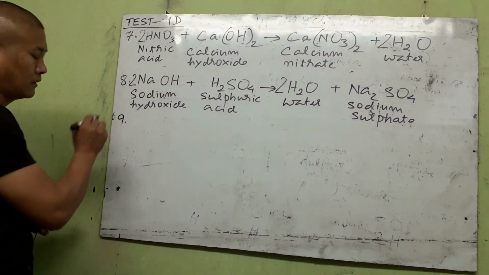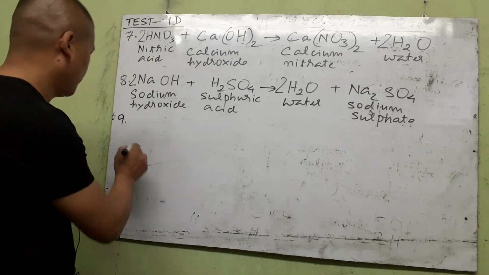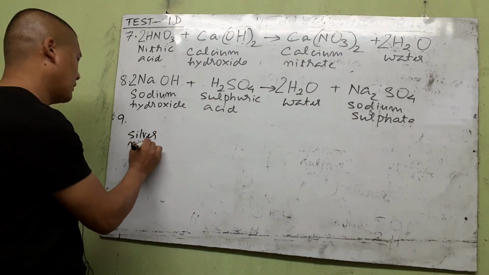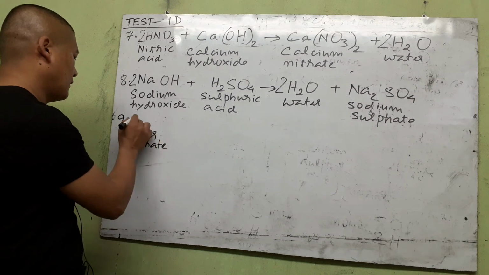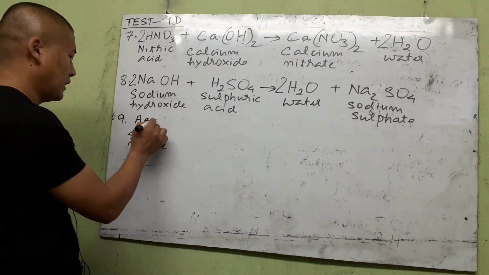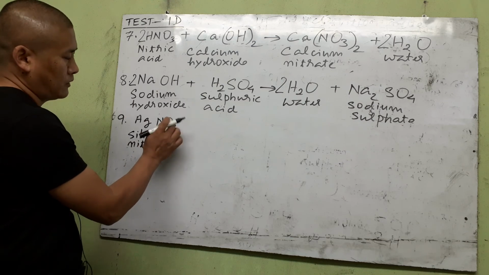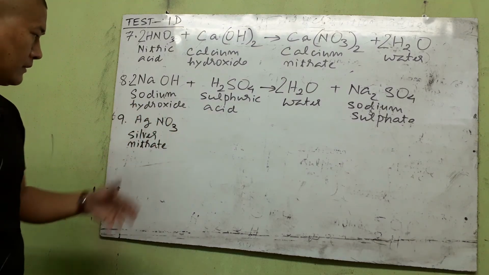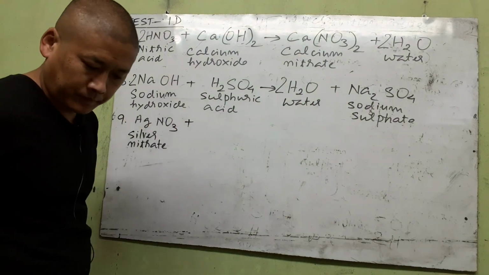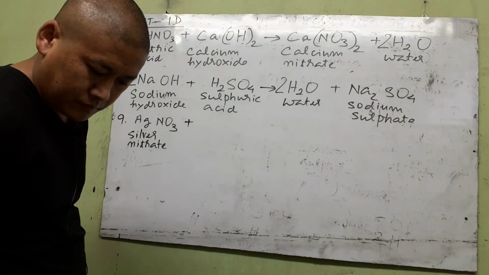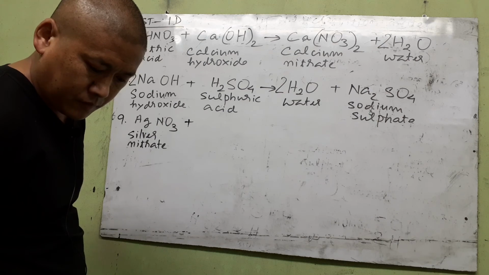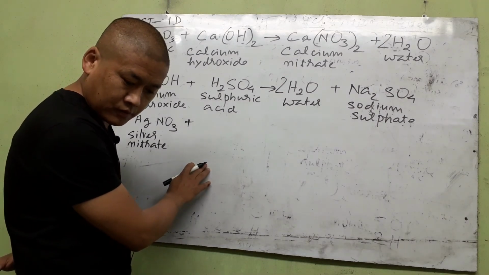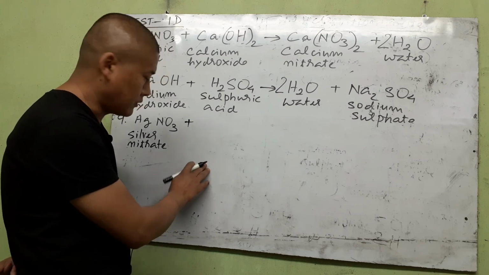So 9, silver nitrate. Write down silver nitrate. Formula Ag1 plus, nitrate ion NO3 1 minus. So both the valencies at the top are 1 and 1. So the formula remains like that. Reacts with sodium chloride solution. Okay, they're saying solution anyway.